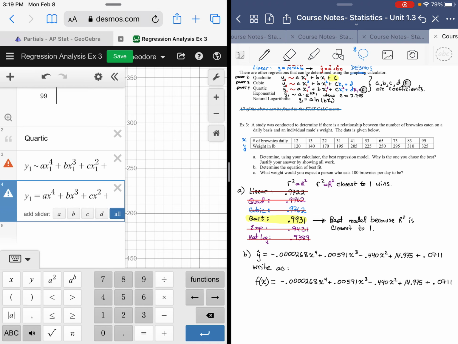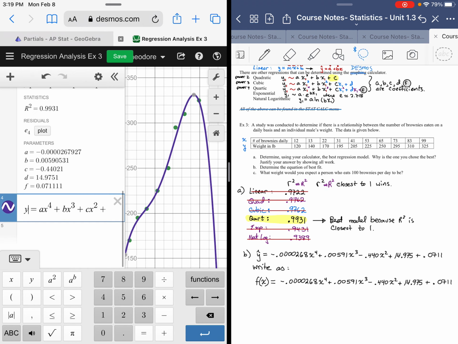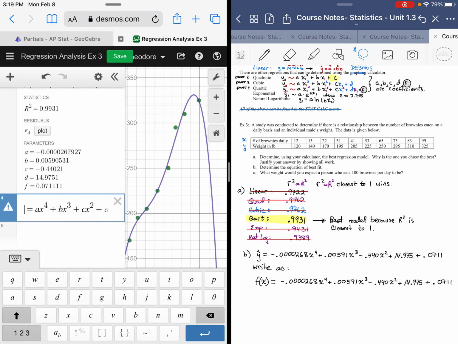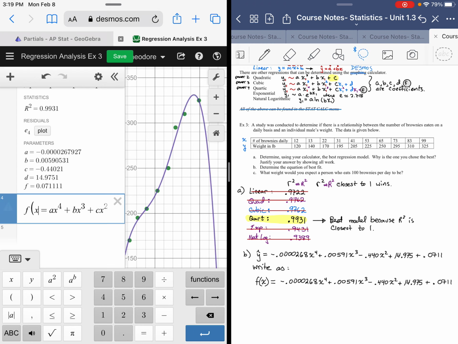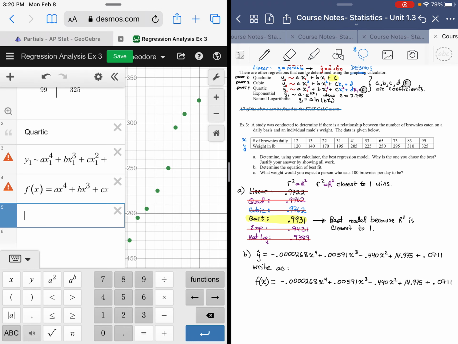Make the tilde an equal. It'll ask you if you want sliders. We don't. And then you could leave it as y, but I recommend making it an f of x. All right, good old function notation. So I'm just going to go across the board and make sure everything is the way I want it to be. Ax to the fourth, plus bx to the third, plus cx squared, plus dx, plus f. Because f is what we used before.